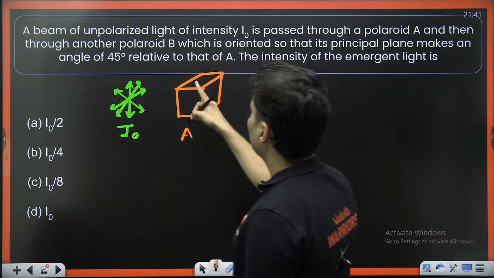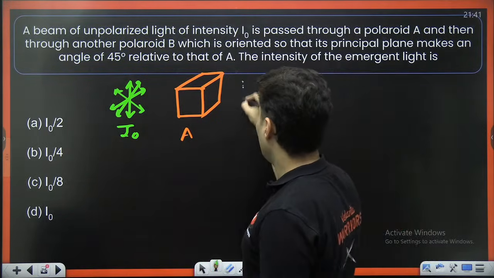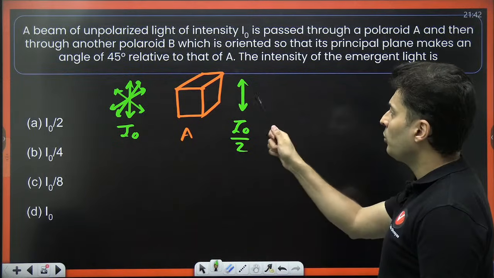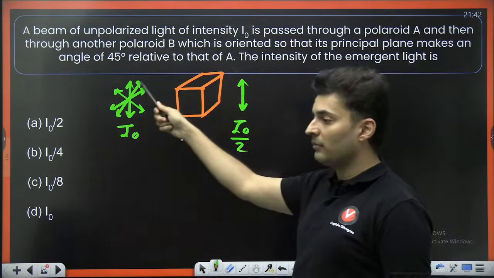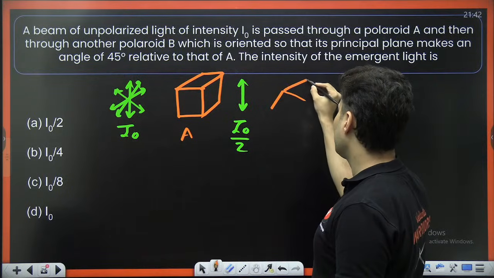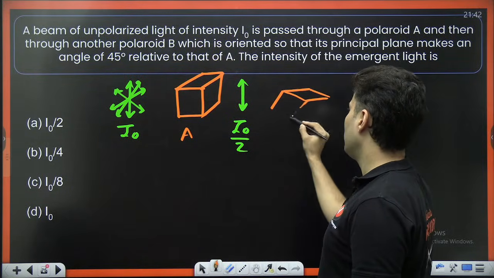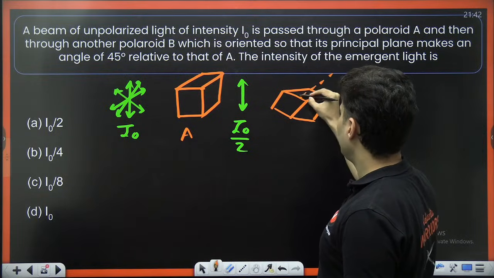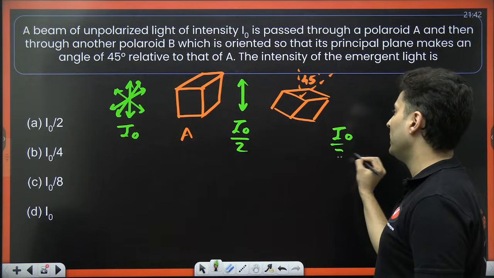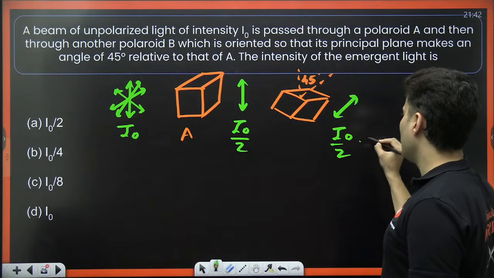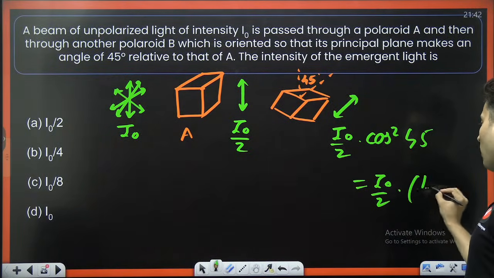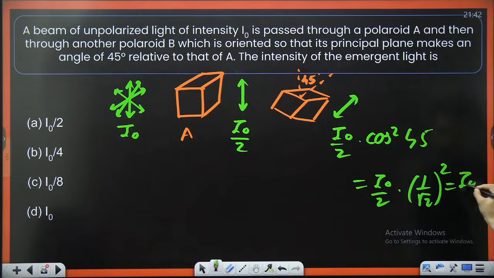Okay, then what will happen? After it passes through A, it becomes polarized. So only some of the light, in fact half of the light, will pass through it. So it will become I0 by 2. Now another Polaroid B is oriented so that the principal plane makes 45 degrees relative to that of A. So that means the next one is probably like this at an angle. It is making 45 degrees. So what will happen to the intensity? Whatever intensity fell onto it, I0 by 2, that intensity times cos square 45 will come out. Cos 45 is 1 by root 2, squared. So it will be I0 by 4.